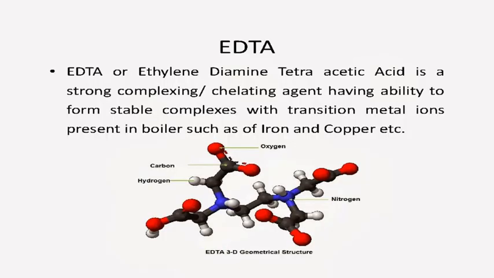EDTA, ethylene diamine tetraacetic acid, is the most commonly used chelating agent, and it has the ability to form stable complexes with transition metal ions in the boiler water like iron or copper. These can be segregated, and naturally this is effectively utilized for control of internal scaling.